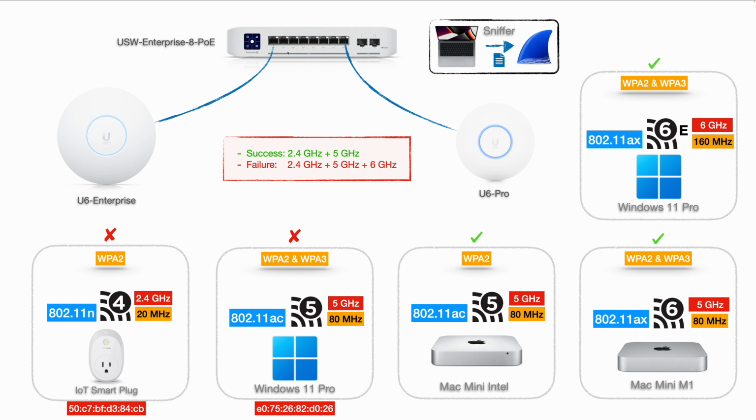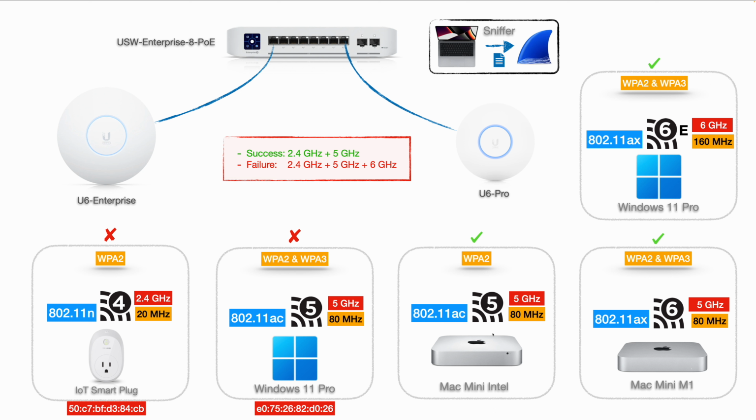As you can see, I have a UniFi PoE switch connected with 2 UniFi access points. The U6-Enterprise supports Wi-Fi 6E and the U6 Pro doesn't. I'm going to use 5 different clients to see whether they have issue to connect to the Wi-Fi network. I pick one IoT device, a simple smart plug, not from Ubiquiti, 2 Windows machines, both pretty new, but one comes with a pretty cheap Wi-Fi card. The other one supports Wi-Fi 6E.